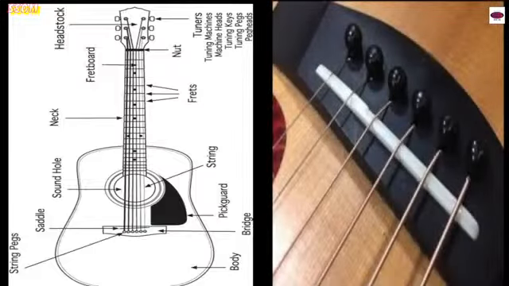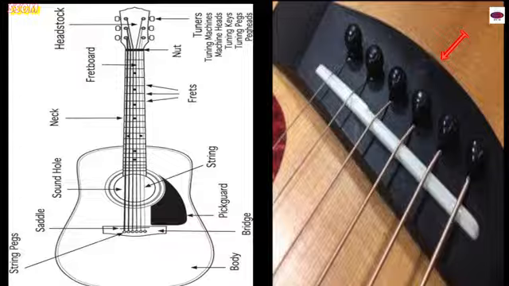So the next is the bridge. You can consider the bridge as the final destination of the strings down on your guitar. You can see here the black colored material. This is the bridge, and it's set to the hole. It holds the pegs and saddle in place.